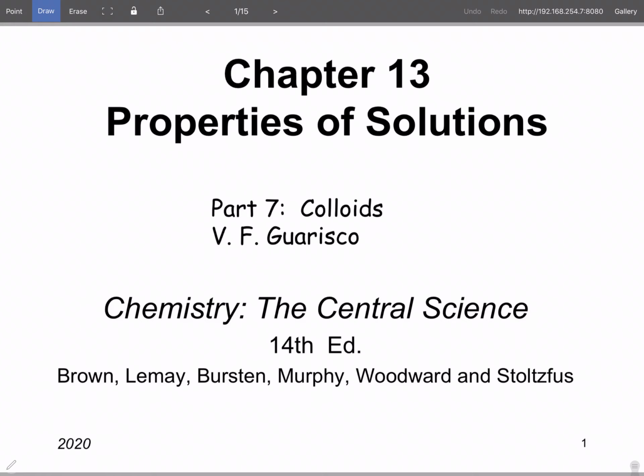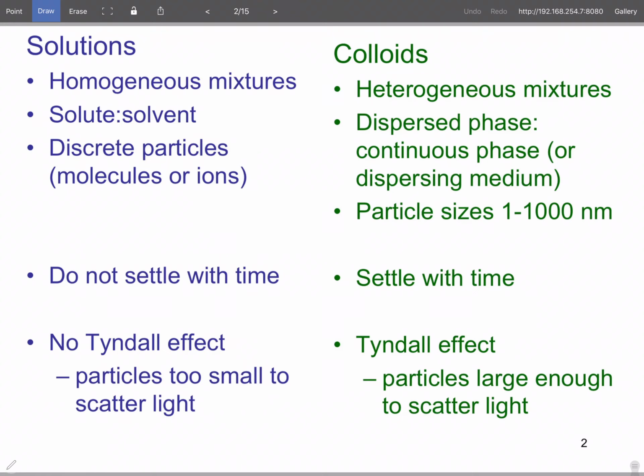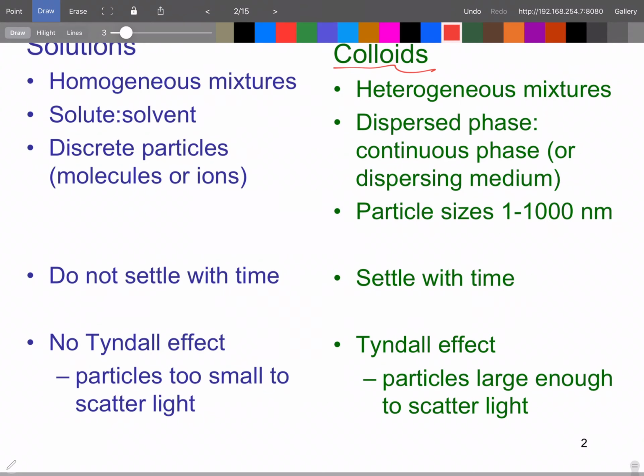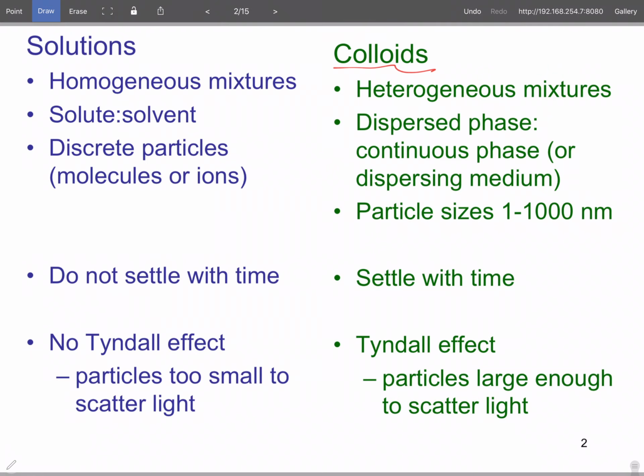13. This is colloids. So colloids are a different form of solutions. Solutions are homogeneous mixtures. Colloids are not. Basically what it boils down to is colloids are particles that will settle with time. The particles are large enough that they'll clump together and they'll settle with time. Whereas solutions, if you leave Kool-Aid out on the counter, it shouldn't ever settle with time.